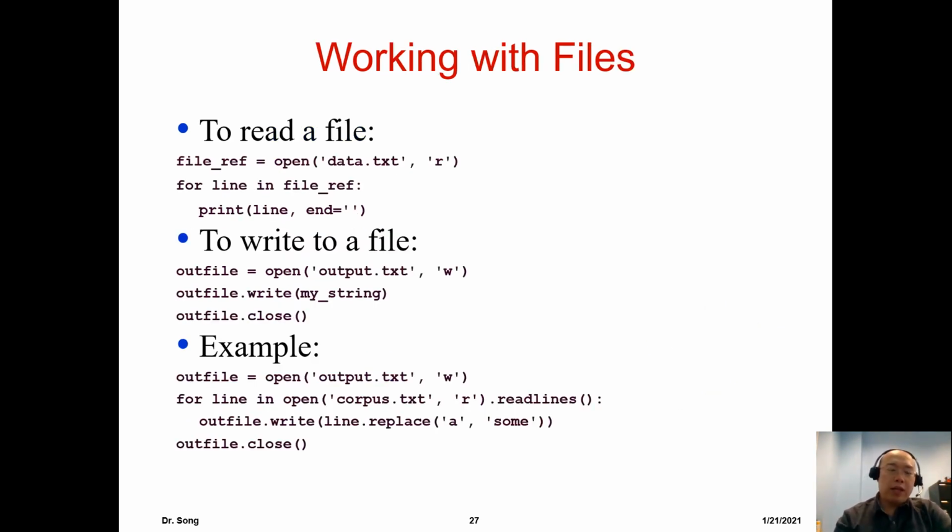Okay, in working with files in Python, we can open the file for reading or writing. The syntax is open a file name, and if you use r, that is for reading, and if you open a file with w, that is for writing. If you open a file for reading, you can do an iteration to visit all the lines one by one. If you open a file for writing, you can use the out file, dot write, and write a string into the file.